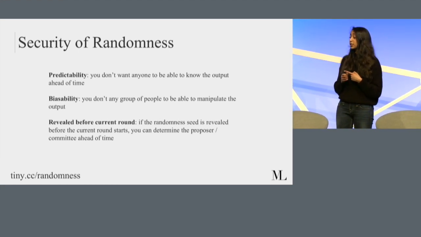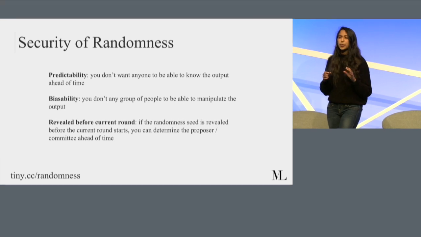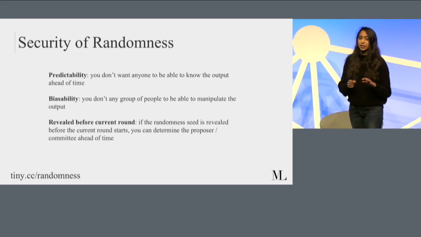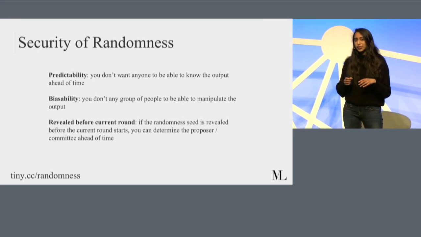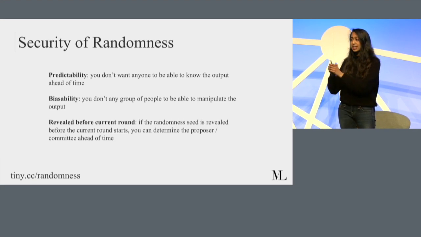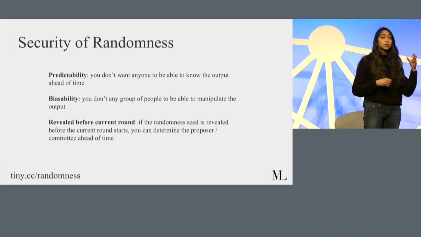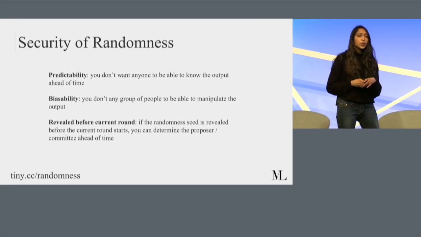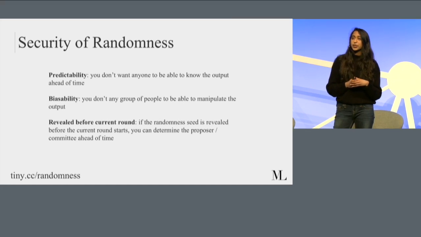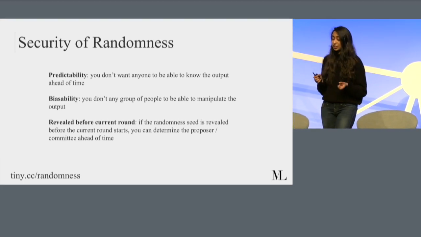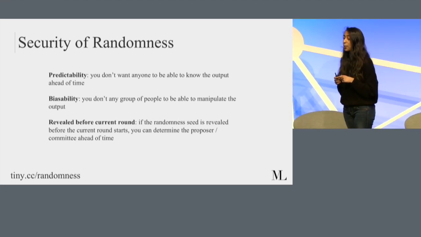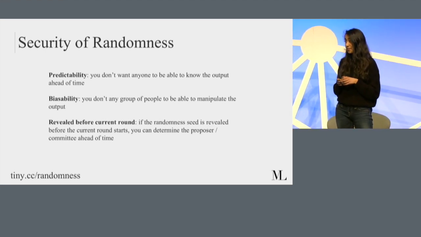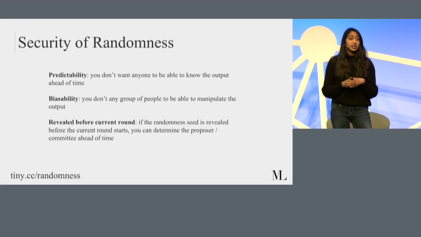The first is predictability. So before we get into the properties, actually, let me describe a little bit how these randomness functions work. You can just think of it as a function that takes in an input. We'll call that input the seed. And then it produces some sort of output. So when we're talking about these protocols, we want to make sure that they're not predictable. I don't want anyone to know the output of this randomness function ahead of time. I also don't want them to be biasable. So I don't want any group of people to be able to manipulate this output.